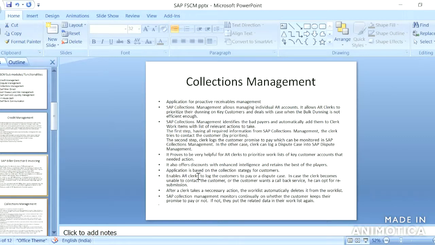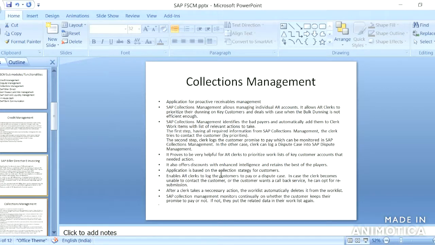It also offers discounts with enhanced intelligence and retains the best of the players. So we know, whenever there is an overdue, sometimes to collect those amounts, the organizations will provide some discounts. Okay, if you are going to pay immediately, we will be providing you a 5% discount, 10% discount. So they don't want the amount to get into bad debts. So they will provide some discounts to the customers and try to collect that amount as soon as possible.